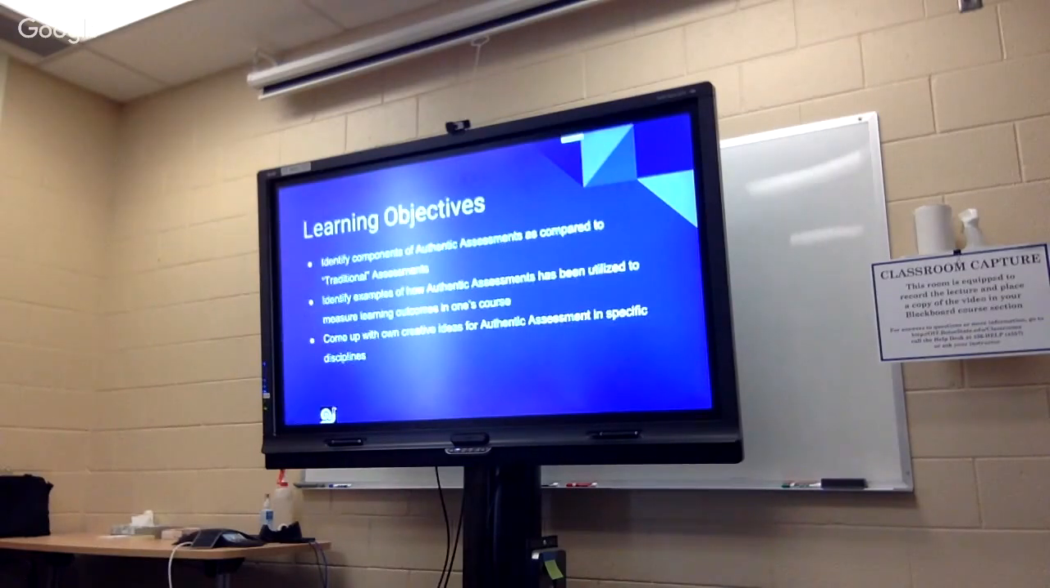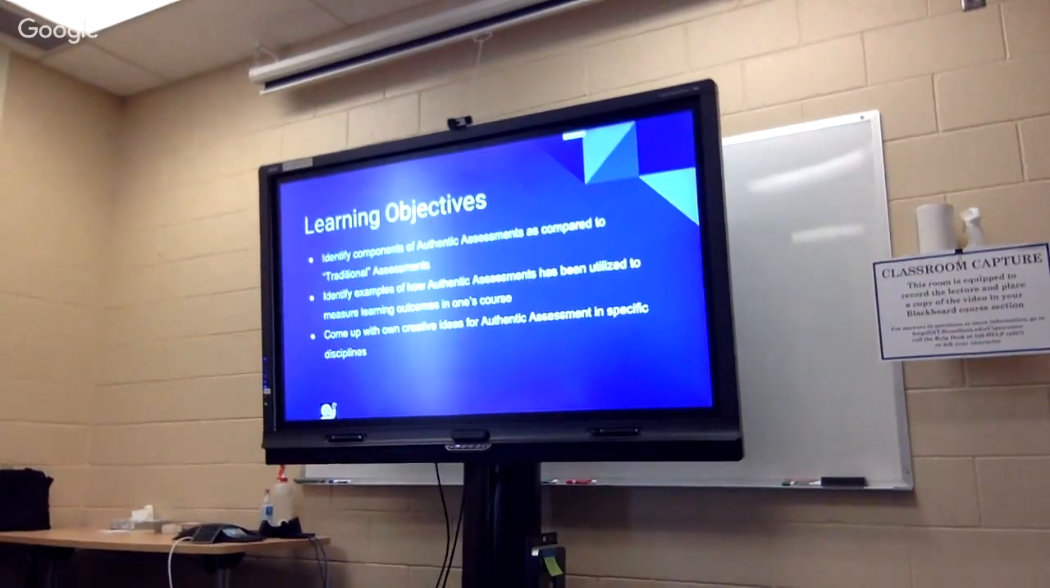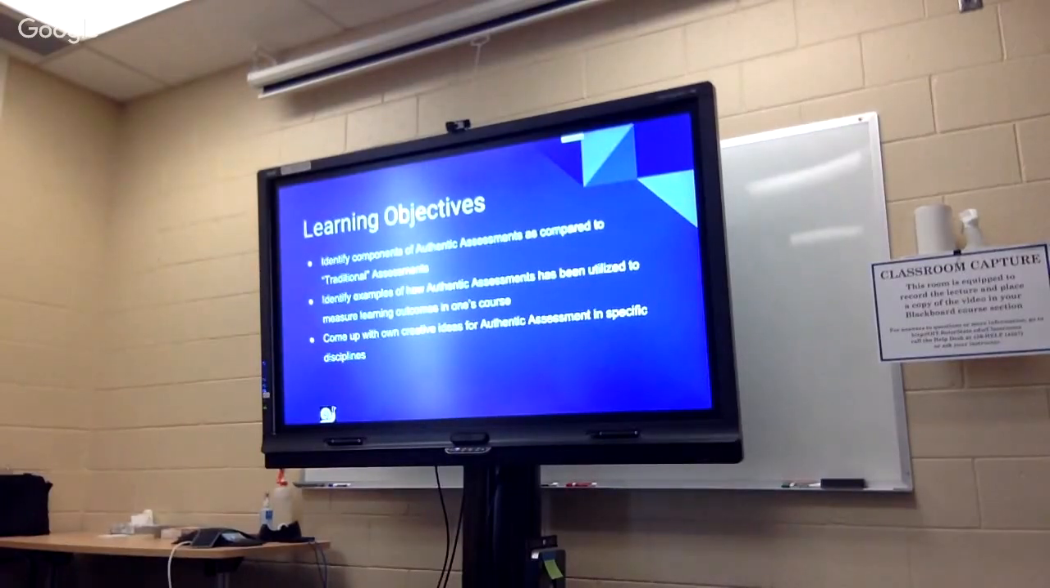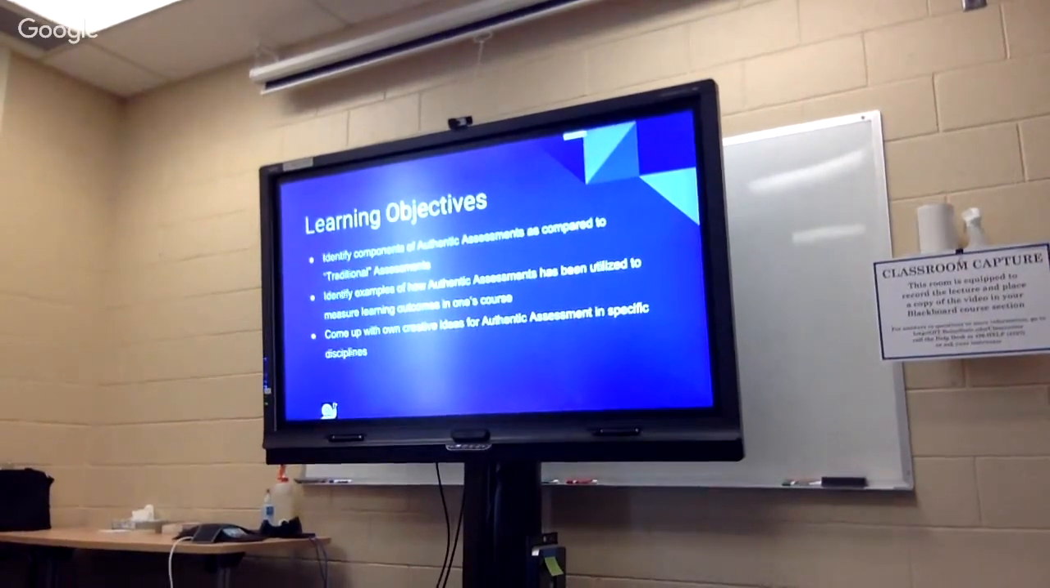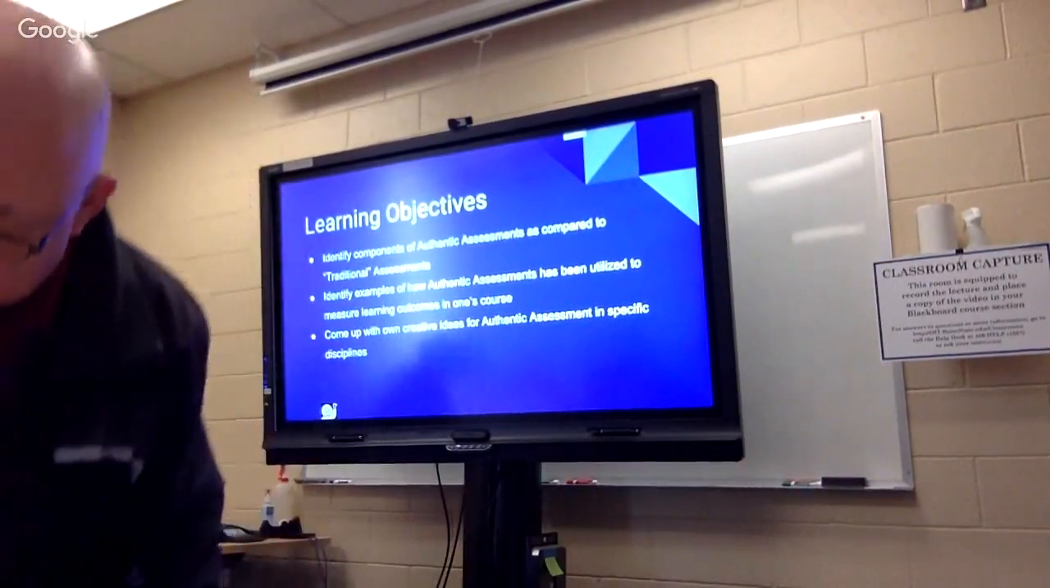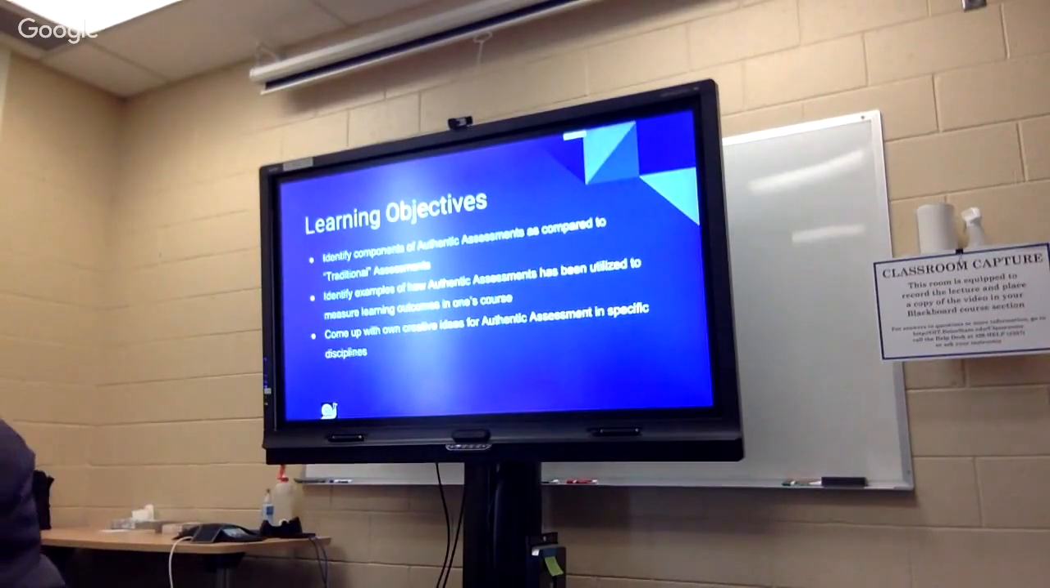So I'm going to let you know the objectives of this workshop. Basically, you're going to learn how to compare authentic assessment to the traditional assessments that you might have been doing for a long time in your classrooms. We're also going to identify some ways in which authentic assessment has been used to measure student learning, mainly learning outcomes in your courses. Then we're going to come up with some ideas on how you can use authentic assessment in your specific discipline. We do have a little hands-on activity at the end where you're going to work as a group on your own learning outcome and then share it.